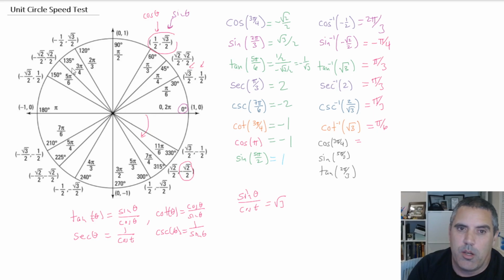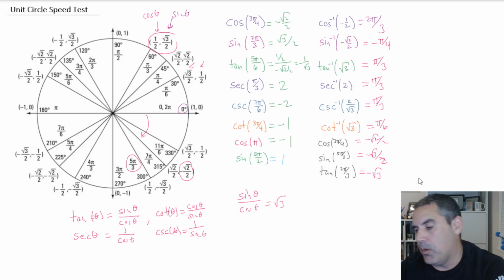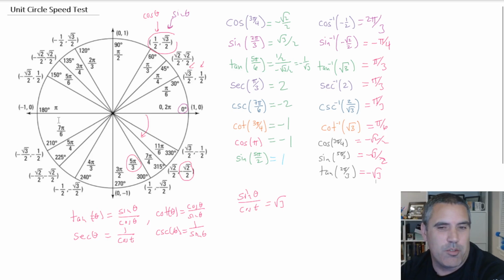If you go to 3 pi over 4, I need the x-coordinate. It's negative root 2 over 2. If you go to 5 pi over 3, it's right here. I need the y-coordinate. It's negative root 3 over 2. I need the sine over cosine at 2 pi over 3, so it's negative square root of 3. You know, WebAssign expects exact answers on everything we're integrating, so the way you finish the problems is you have your unit circle out if you're doing trig. All right, I hope that helps.